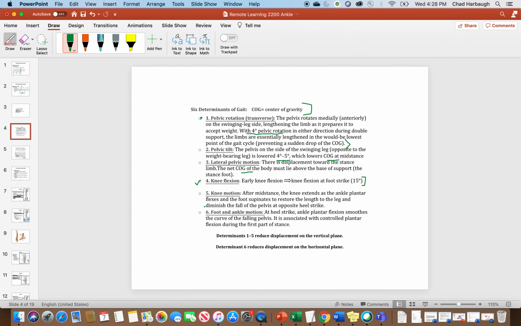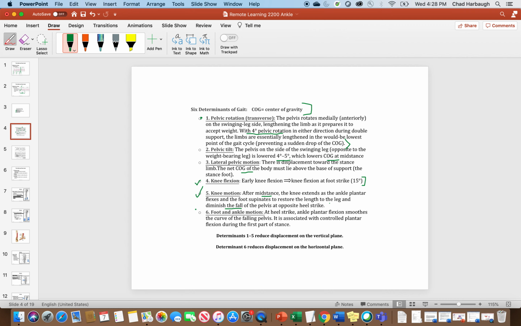The other area that we see is the knee motion. Especially at mid-stance, we should see the knee extending as the ankle plantar flexes and the foot supinates to help restore the length of the leg. And this is important because it's going to diminish the fall of the pelvis. So this knee motion is essential for maintaining the center of gravity.